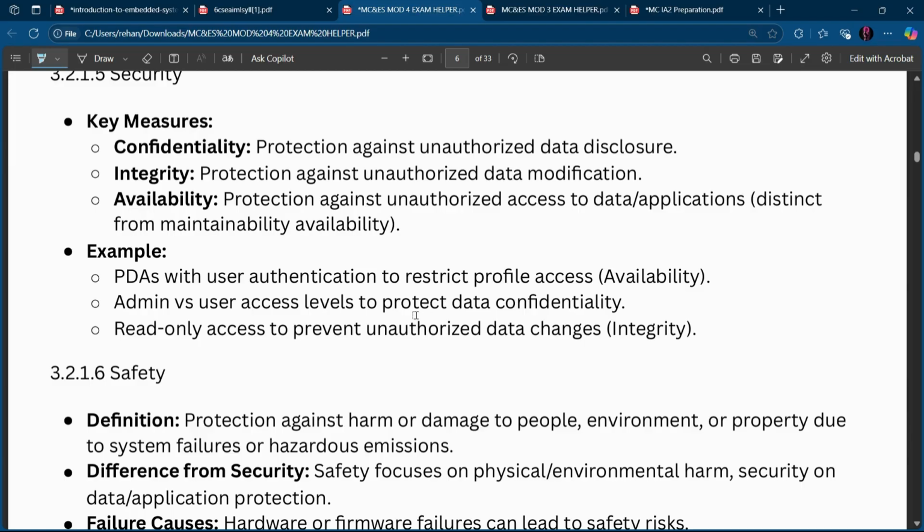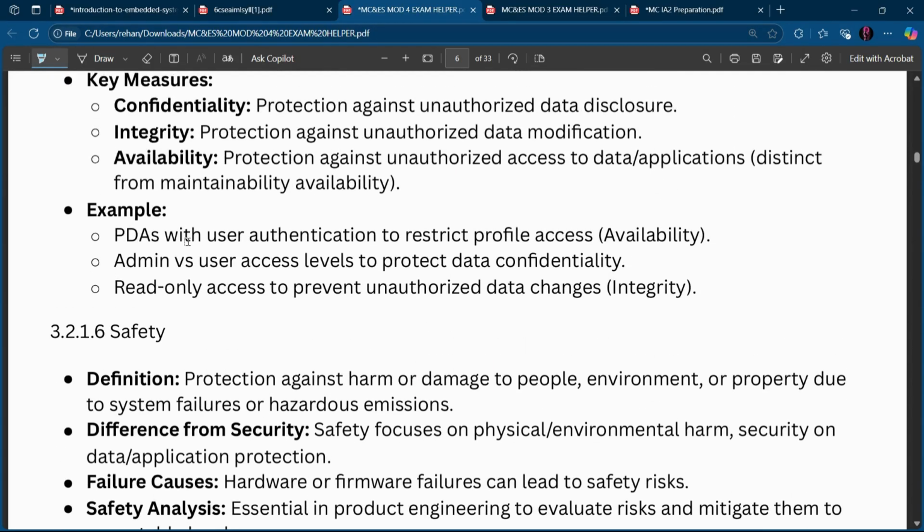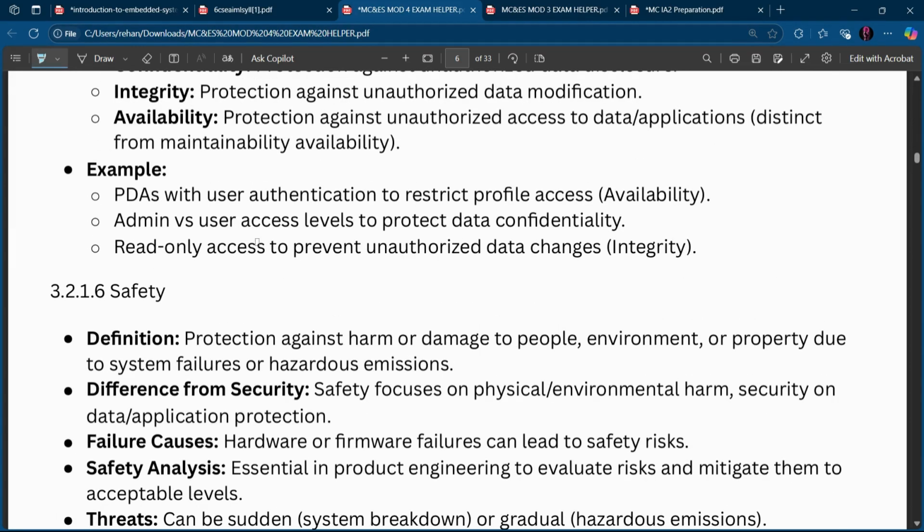See, admin has a lot of power, like things he can change or everything. He can entirely change the system, but the user cannot. So that's the context. Suppose you develop an app or some embedded system, and the user is able to change the components or other stuff. That's not a good thing, right? Read-only access prevents unauthorized data changes. That is integrity. Availability is nothing but no one being able to manipulate anything in the system, so that a web page is always available. That kind of example you can see, right?